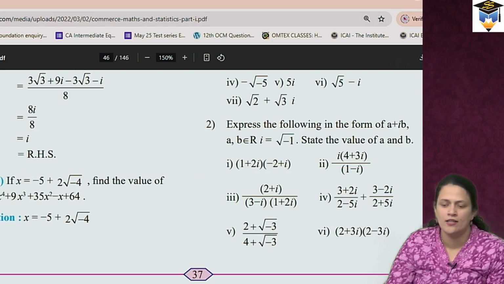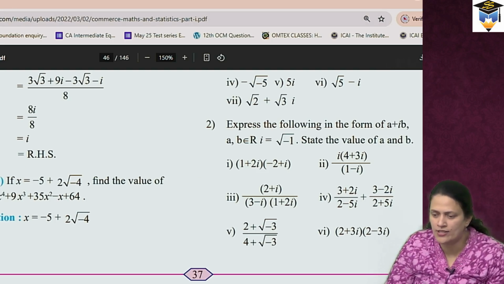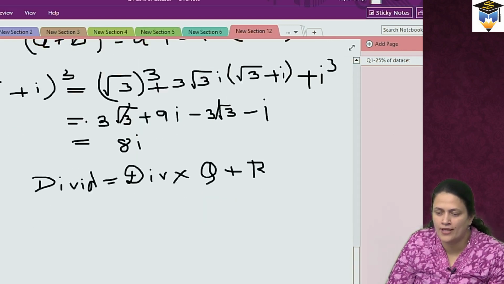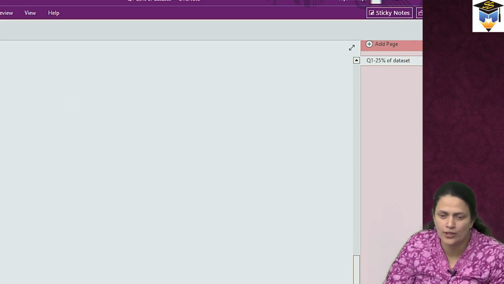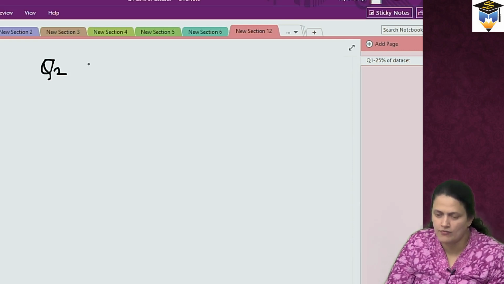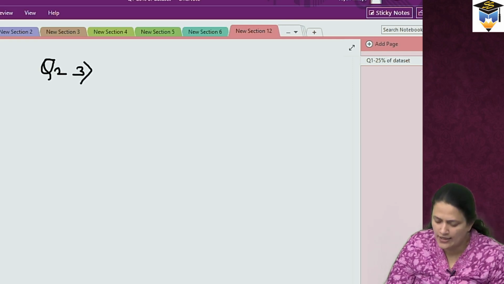Alright. So now let us see what is the question. (2 plus i) upon (3 minus i) into (1 plus 2i). Let us solve it. From exercise 3.1, question number 2, we are going to solve the third one. Okay. Now the question given to us is 2 plus i.